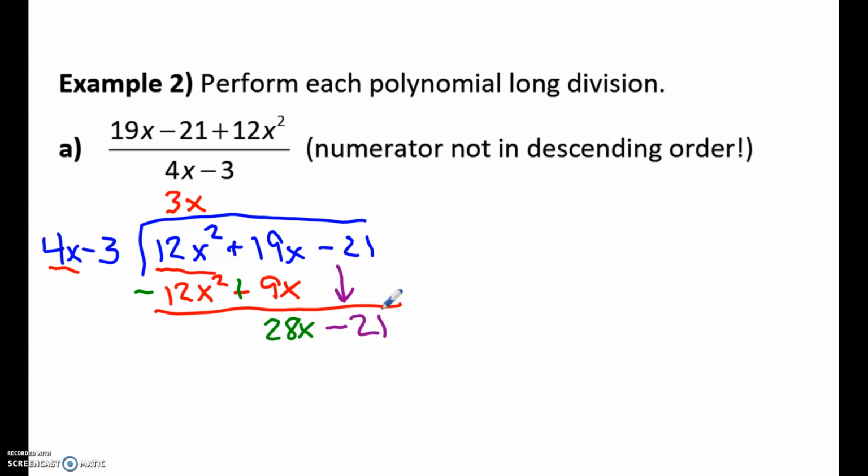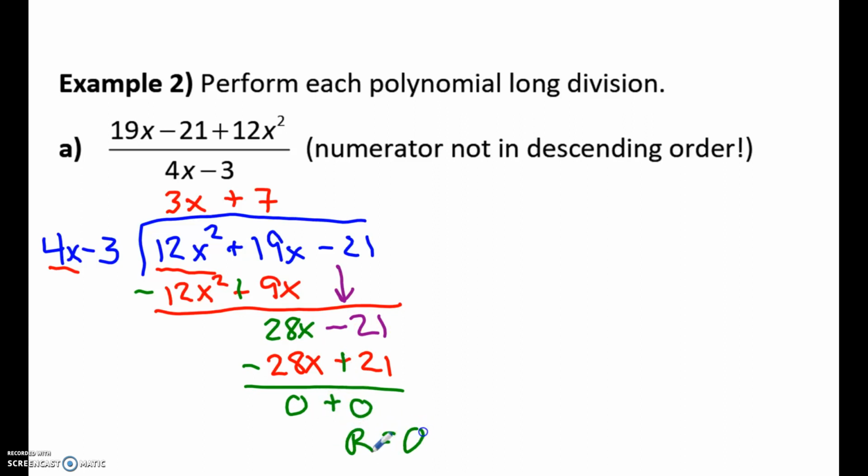And then we repeat the process all over again. I ask myself, how many times does 4x go into 28x? Well, 4x goes into 28x 7 times, so I put plus 7. Now we're going to multiply, right? 7 times 4x is 28x, which is what I want. And then 7 times negative 3 is minus 21. Then we're going to now subtract, add. When I do that, 28x minus 28x gets me 0. Negative 21 plus 21 gets me 0. So I get a remainder of 0. So my answer is 3x plus 7.